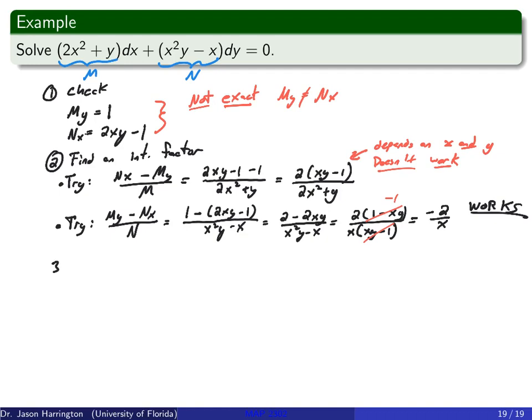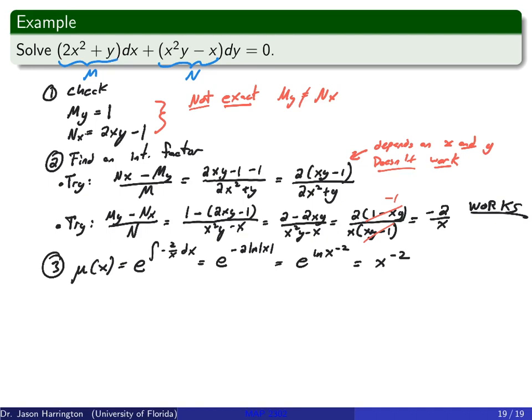So now my integrating factor, we know, is mu of x equals e to the integral of negative 2 over x dx, which just works out to be e to the negative 2 natural log of the absolute value of x. But I can write that as e to the natural log of, without the absolute values, just x to the negative 2, because remember when you square something it makes it all positive. And so my integrating factor is actually just x to the negative 2.